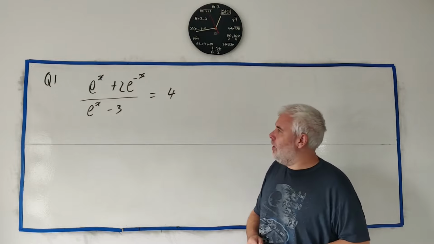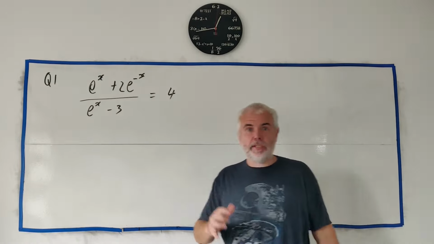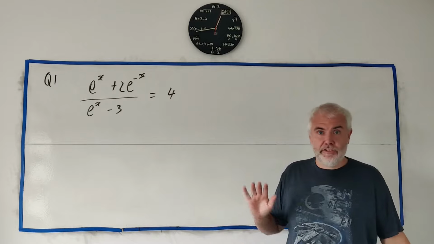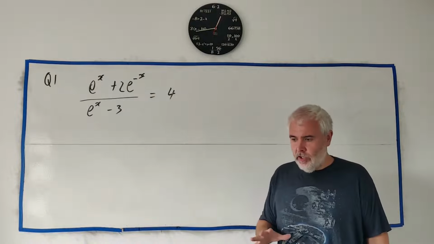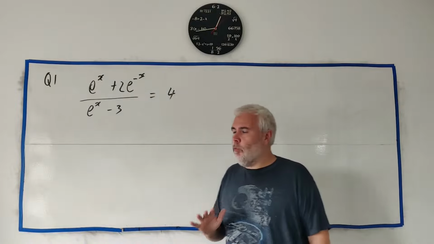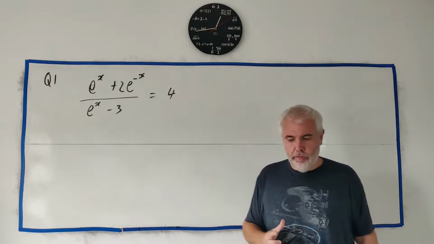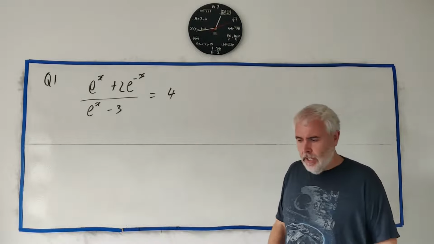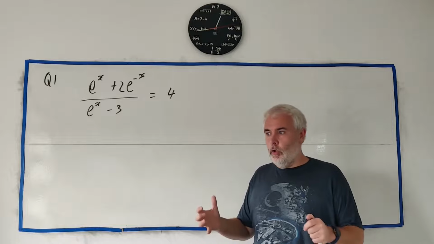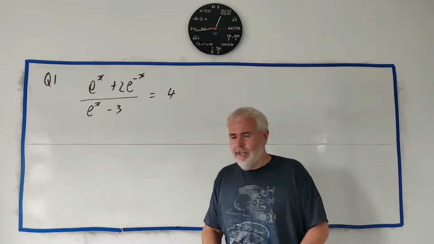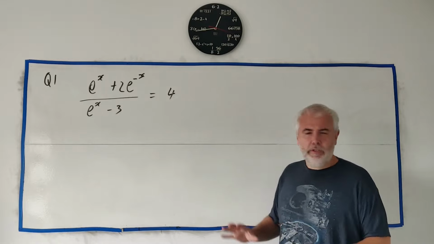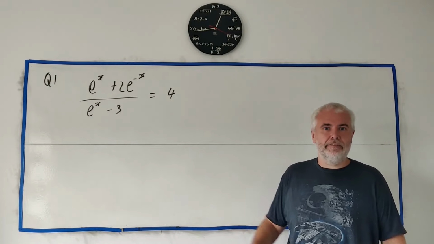In question 1, we're given this equation here with exponentials in it, and we're simply asked to solve it. That means get x on its own. You probably want to try and get e^x on its own first. That's not going to work out in this case. Basically, you want to rearrange this until you see a method to solve it. Feel free to play around with it, do different paths to the final answer.